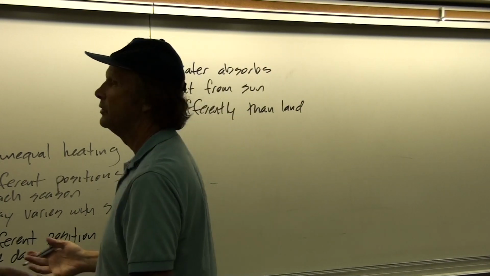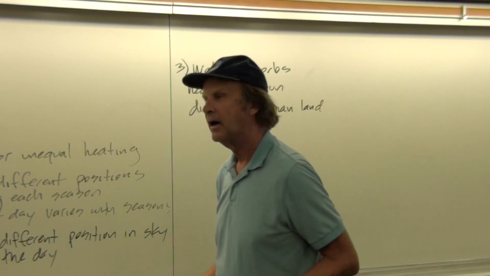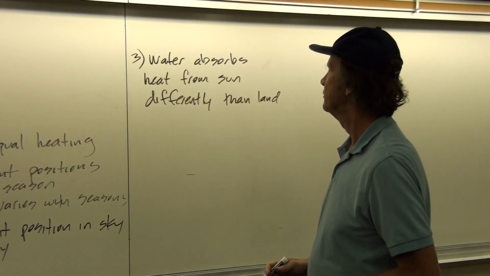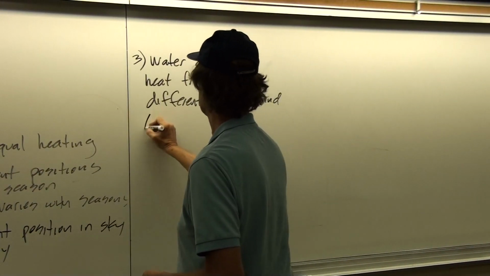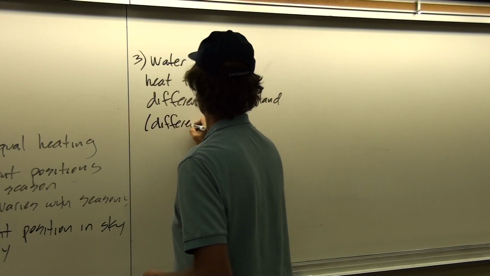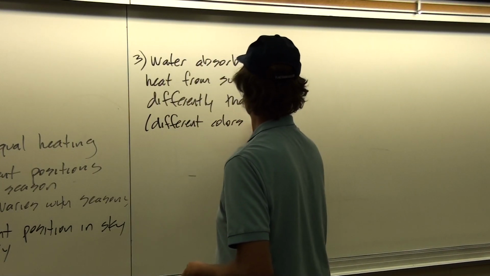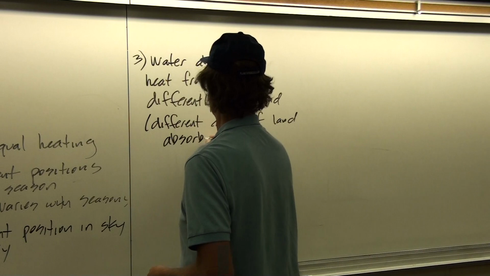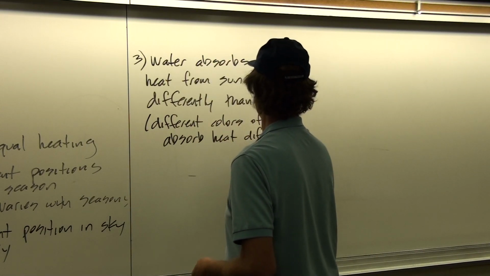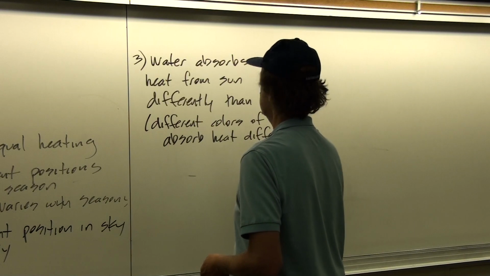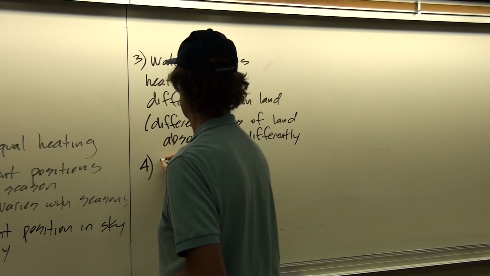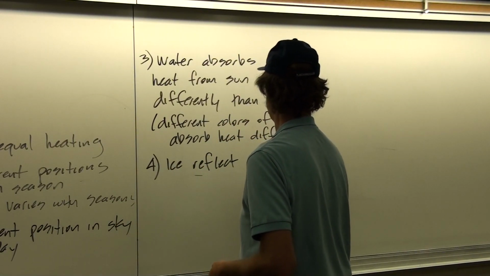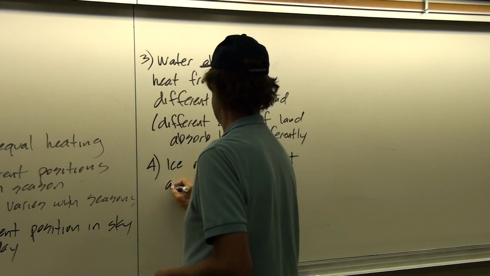So the water tends to absorb something like 90% of the solar radiation. The land is quite variable because the land can be different colors. And ice tends to reflect sunlight and absorbs very little.